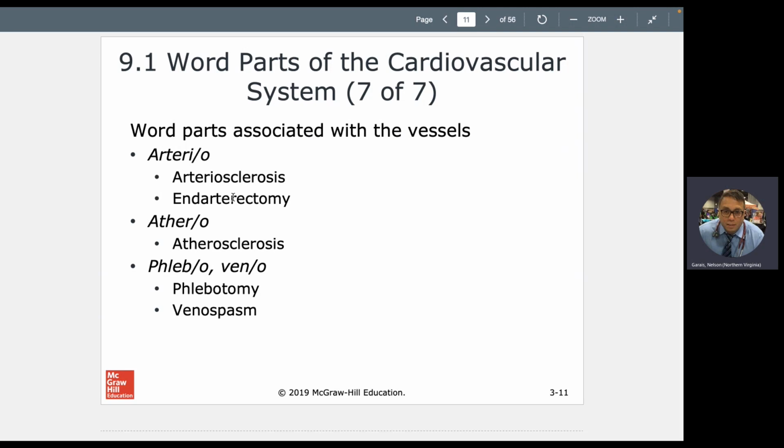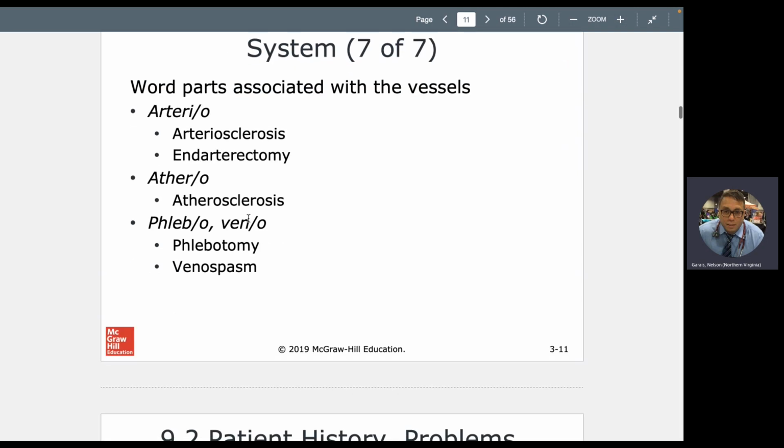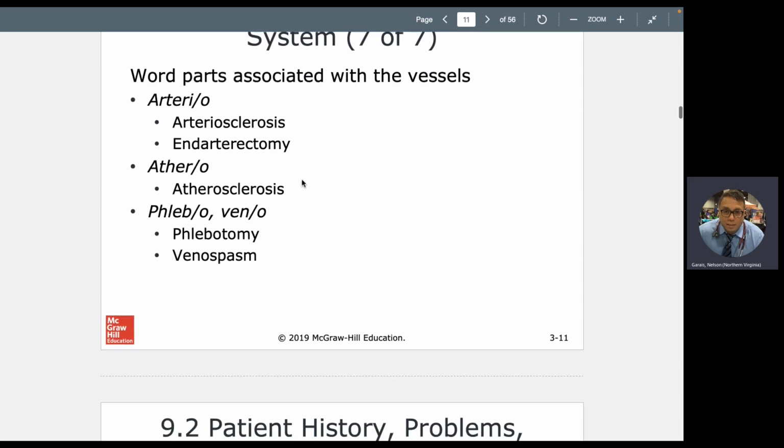Endarterectomy, of course, is endo, within the what, artery, and I'm going to cut it out. Cut out the inside of my artery.